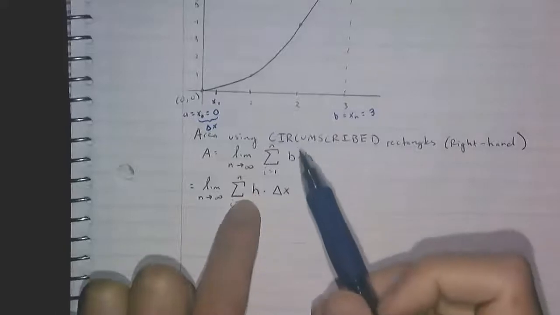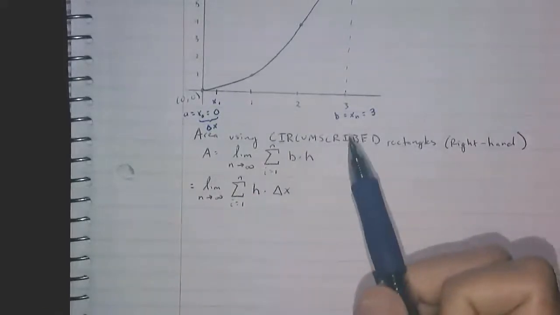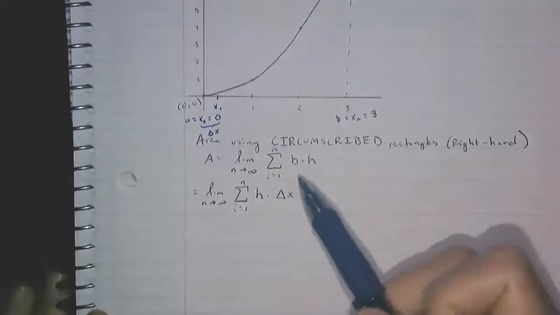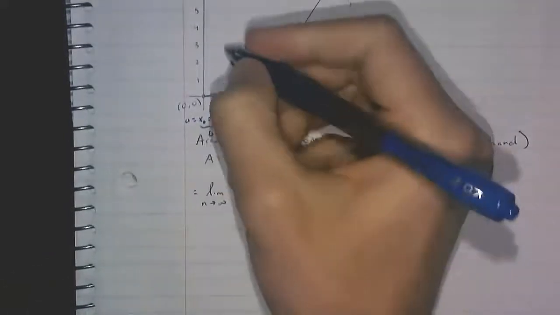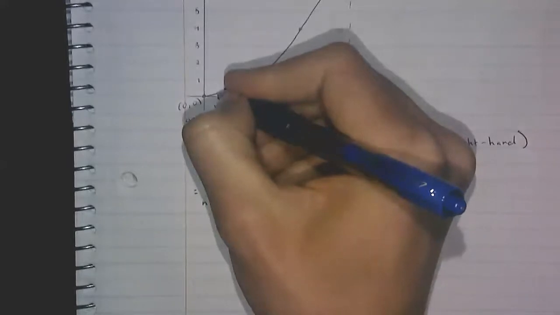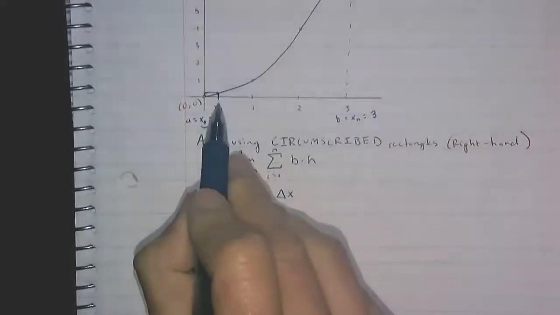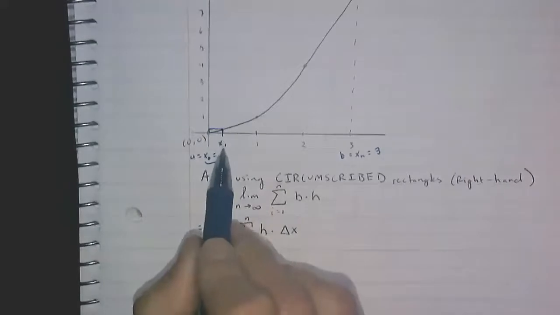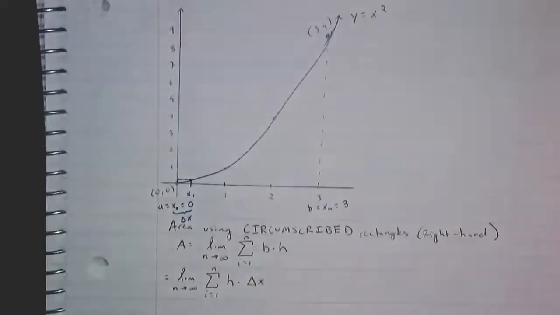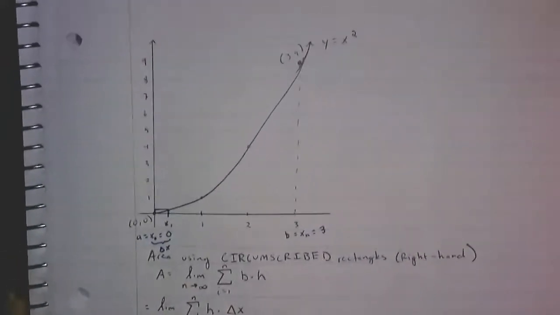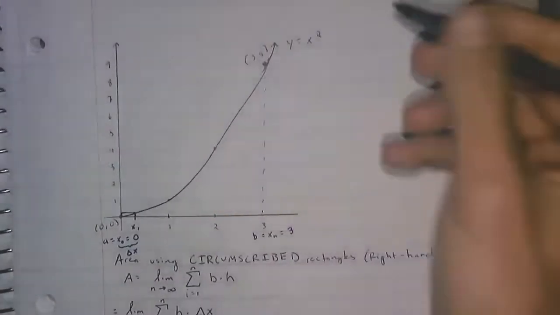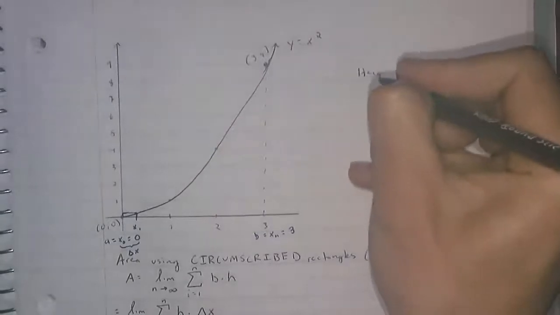But now we're going to be wanting the maximum value on each of these intervals for our height. So the very first rectangle, this very short rectangle, will have a height of x sub 1. Okay, so we'll do a similar chart here to what we did on the other example. Call it height of rectangle.